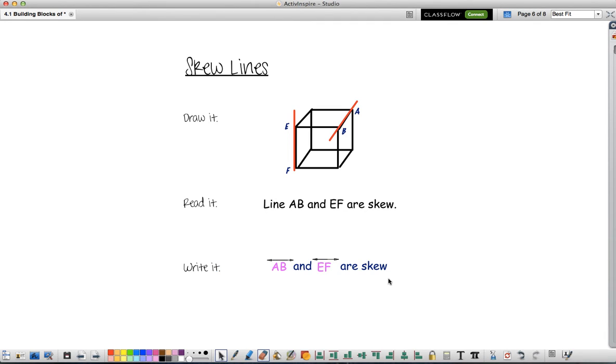And then writing it, the only way that you could shorten it is to put the symbol for line above AB and E and F. You would still have to write out in words that they are skew. We don't use a symbol for skew.